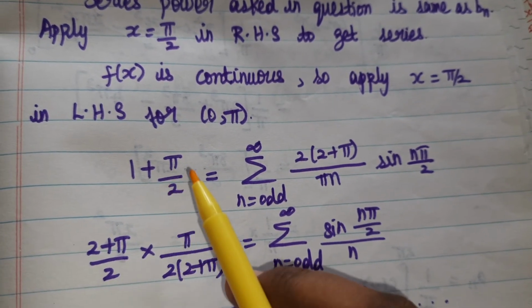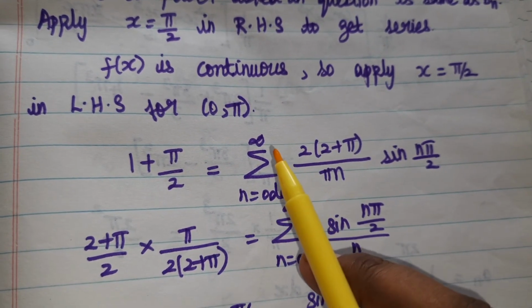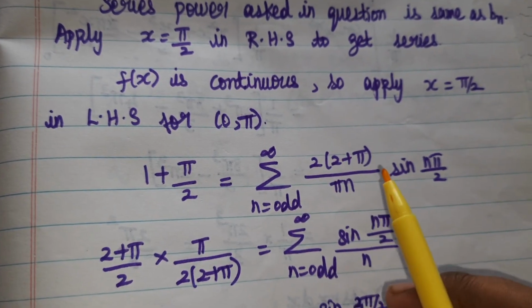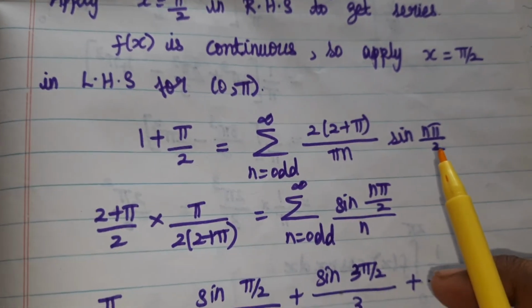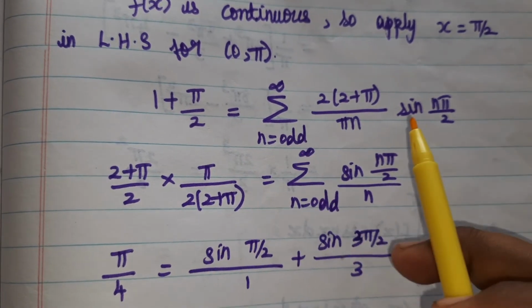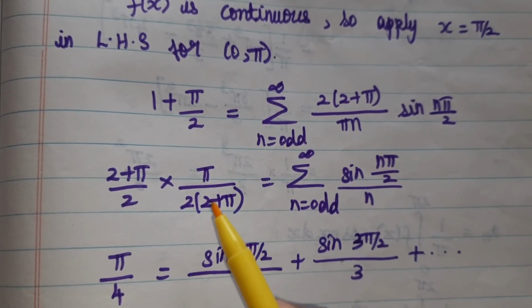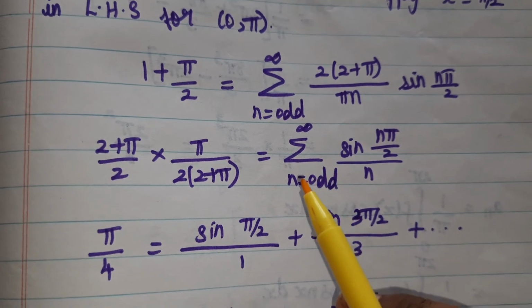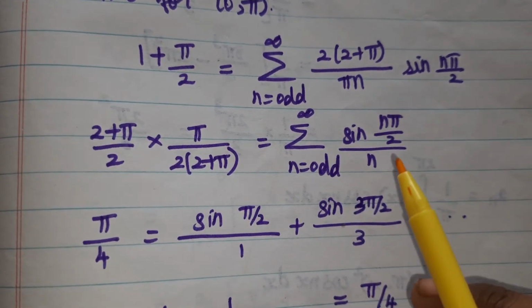Therefore 1 plus pi by 2 equal to summation of n is equal to odd to infinity 2 into 2 plus pi divided by pi n into sin n pi by 2. So if we solve this, we get 2 plus pi divided by 2. So take this term to this side. Therefore pi divided by 2 into 2 plus pi into summation of n is equal to odd to infinity sin n pi by 2 divided by n.